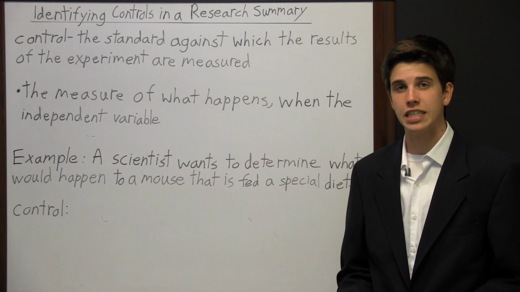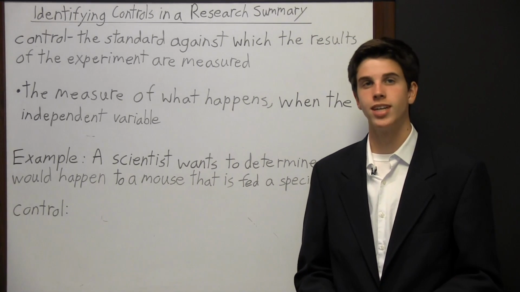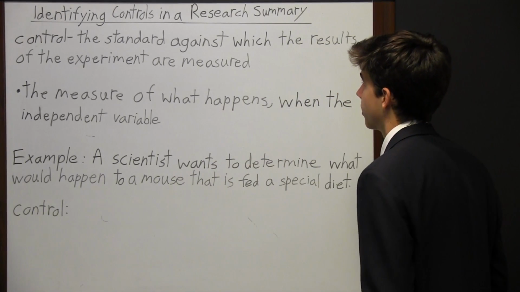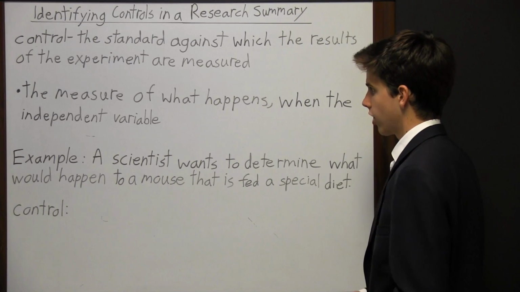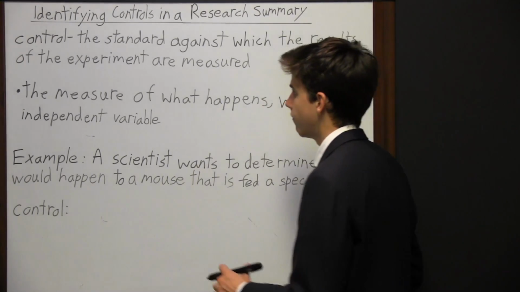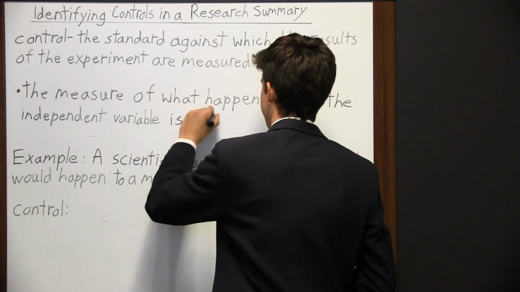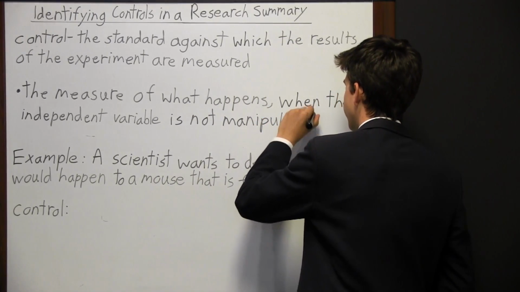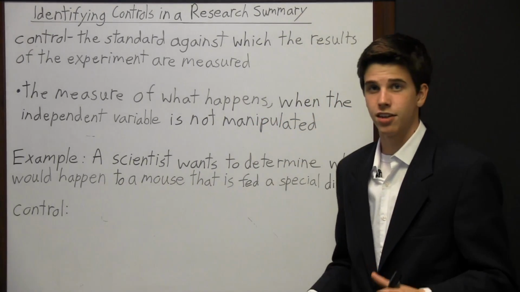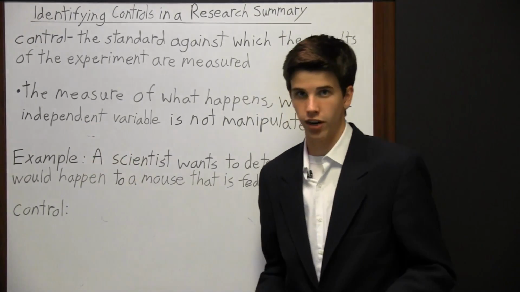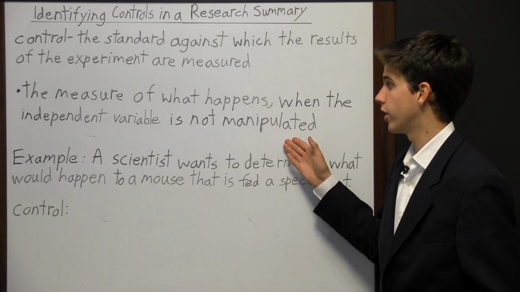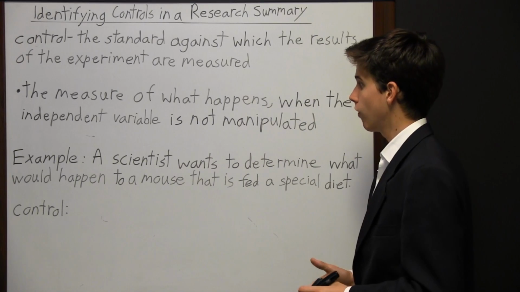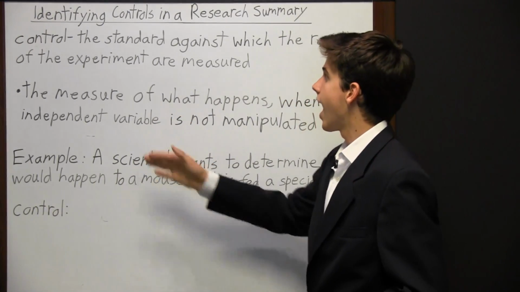When you are evaluating a research summary, you should take special care to identify the experimental control, which is the standard against which the results of the experiment are measured. In other words, it's the measure of what happens when the independent variable is not manipulated. So in an experiment, you have an independent and a dependent variable. So this is a cause and effect relationship. You manipulate the independent variable, and then you observe what happens to the dependent variable because of what you did to the independent variable. And so what happens with a control is you're not changing the independent variable at all.